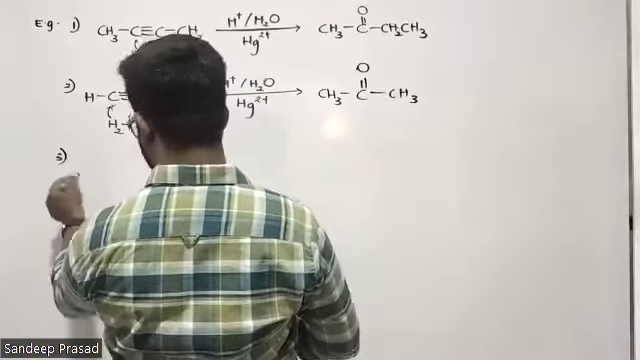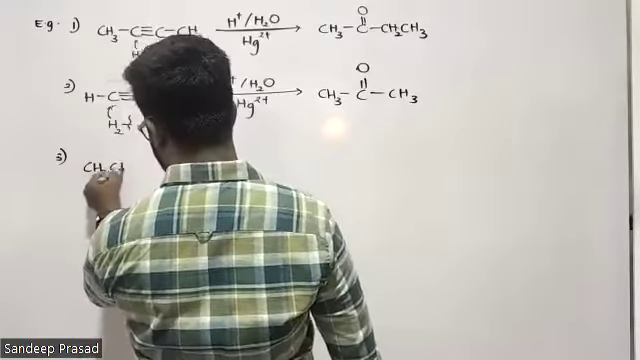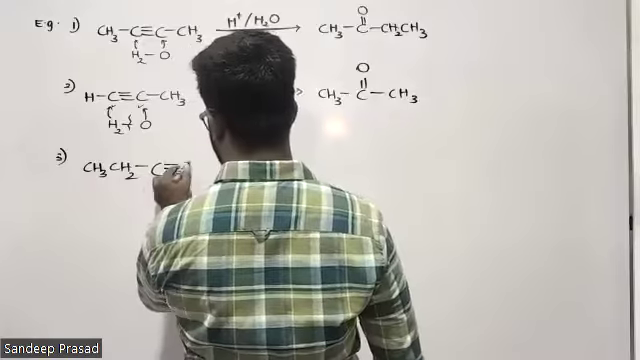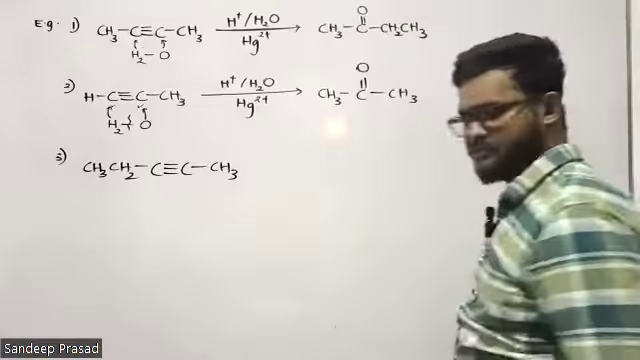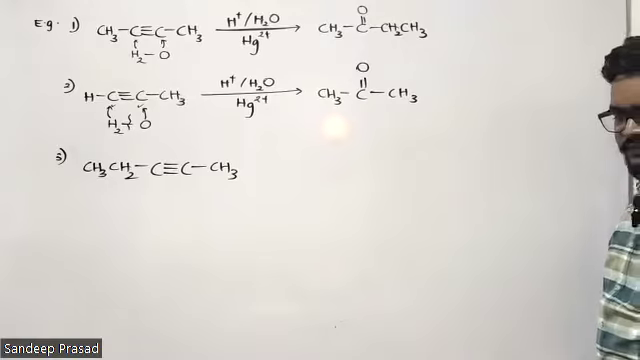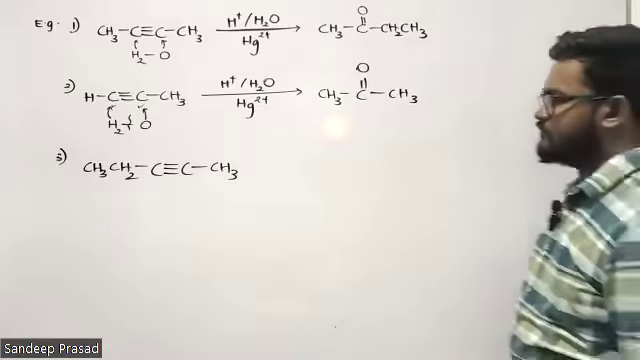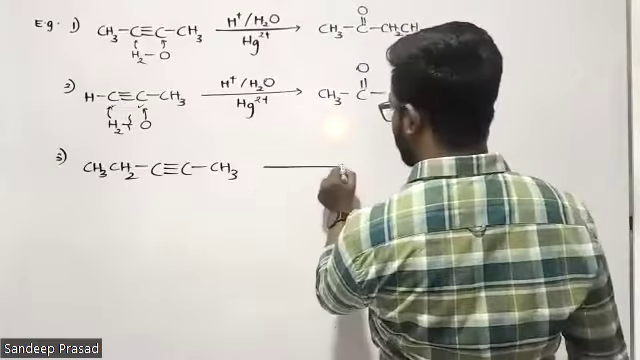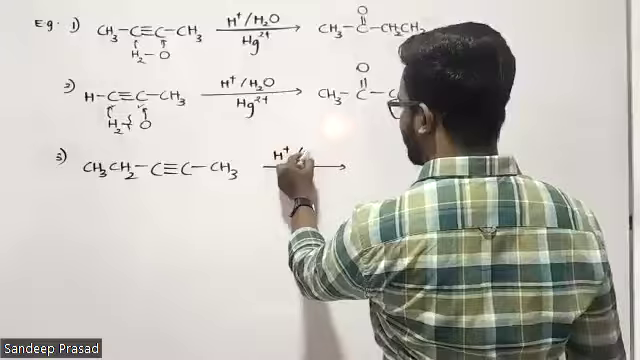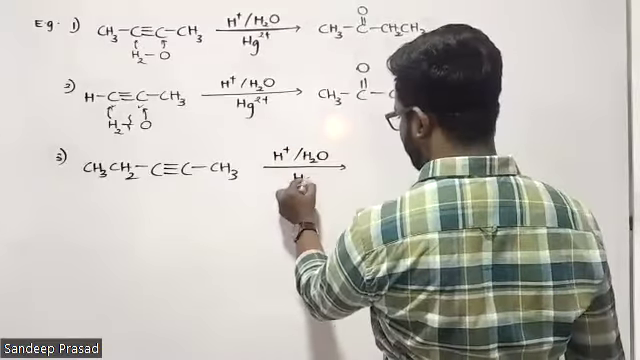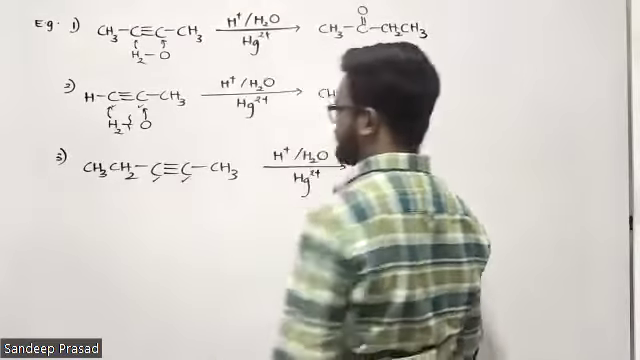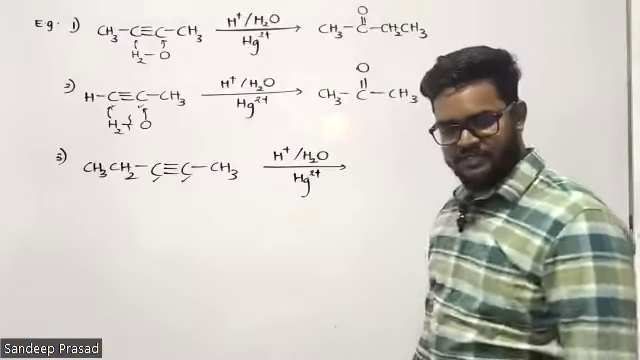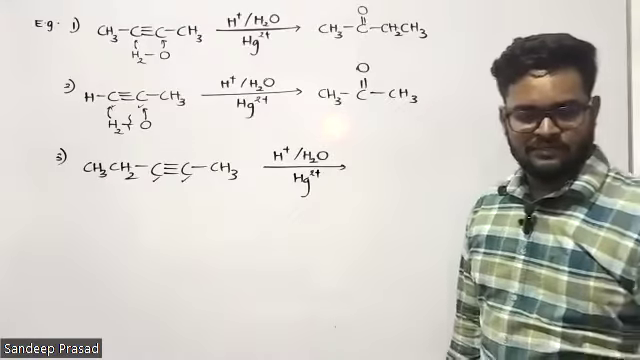Then look at this one. CH3, CH2, C triple bond C, CH3. What do you think about this one? Here, both the carbon atoms are not containing hydrogen. Both the carbon atoms are not connected to hydrogen. Then how do you decide that hydrogen should be connected to which carbon atom?